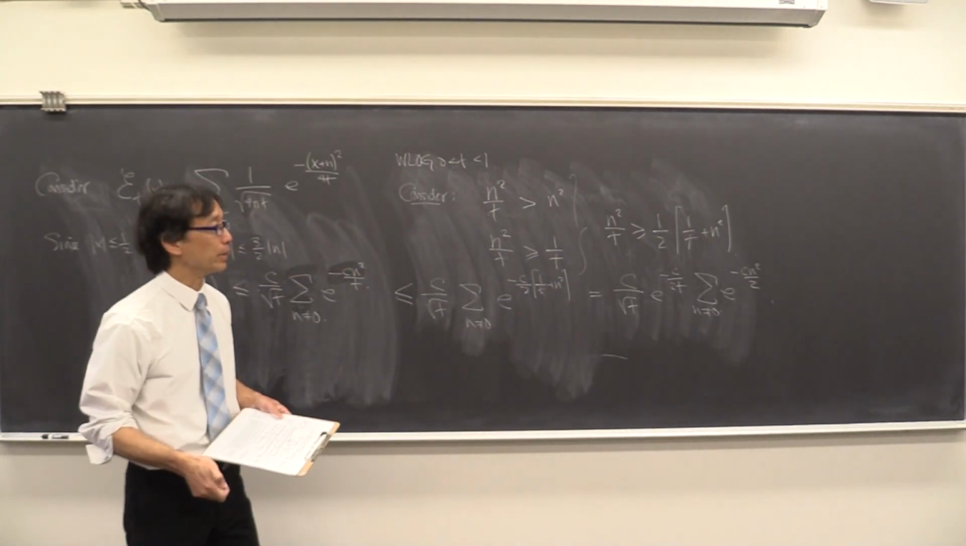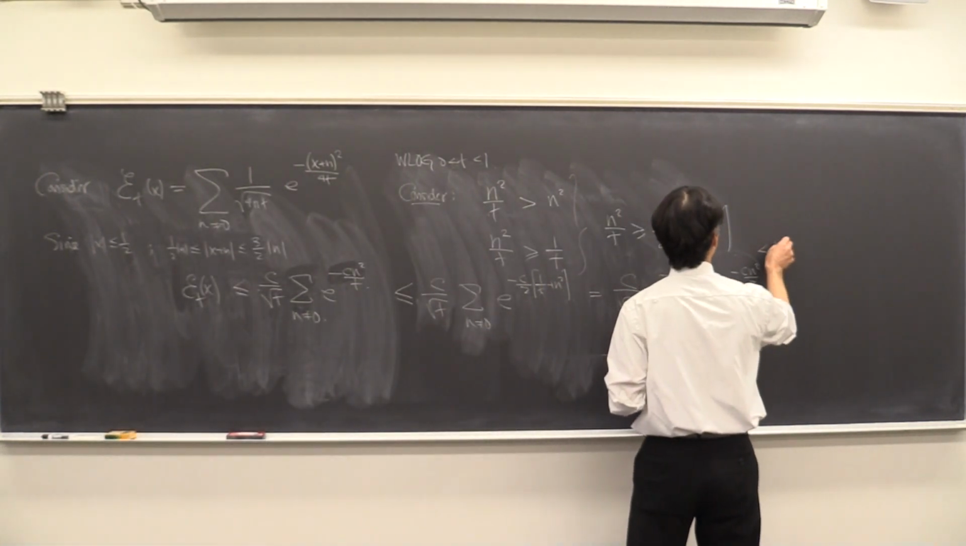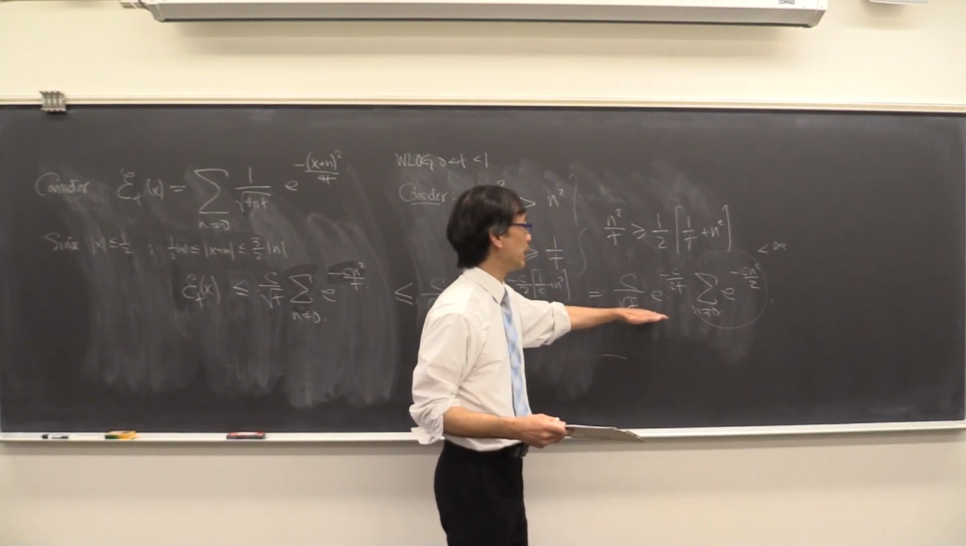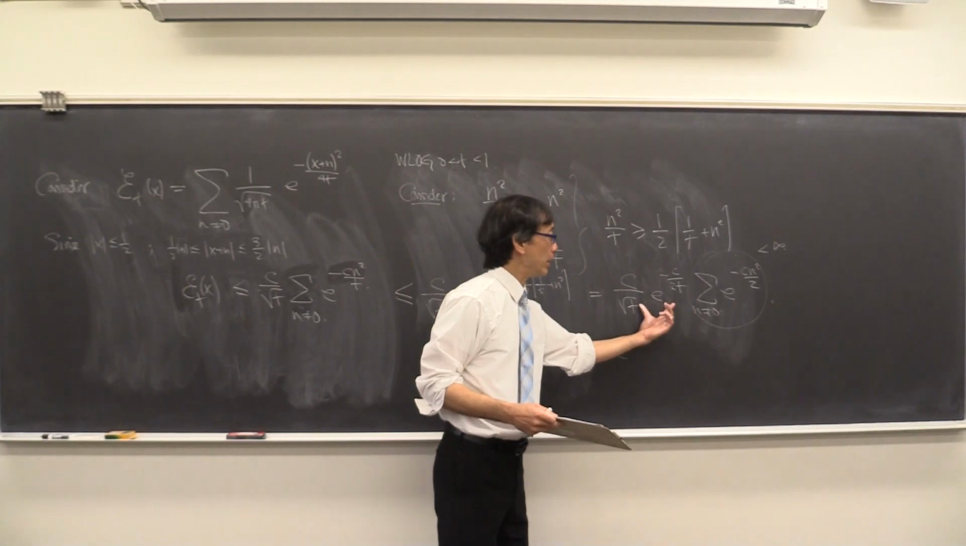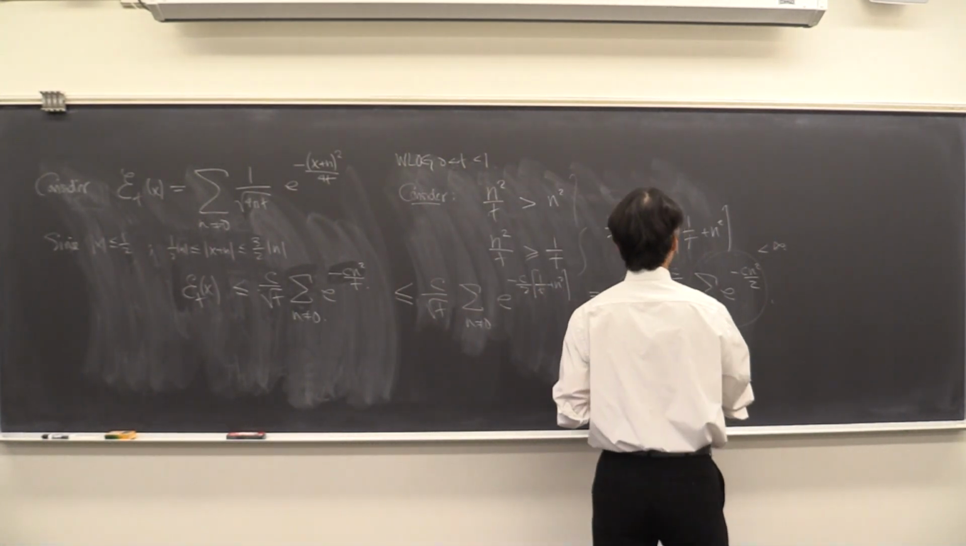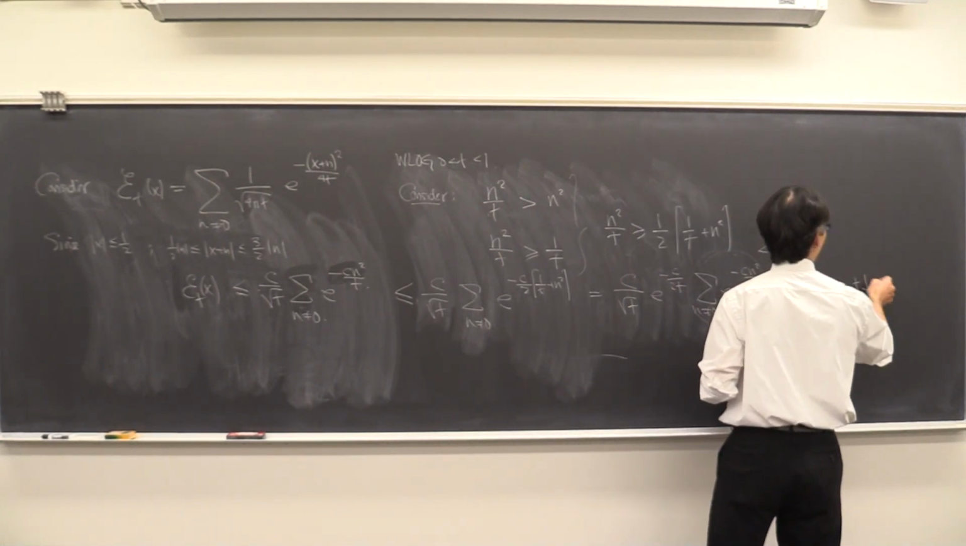Okay, and that does it for us, because this term is finite. It's just some constant, independent of t. And as t goes to 0, this other term is also going to go to 0. So this goes to 0 as t goes to 0.